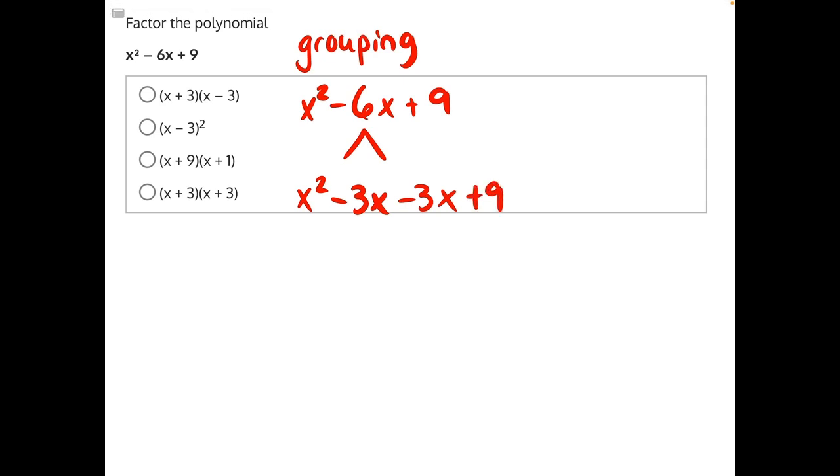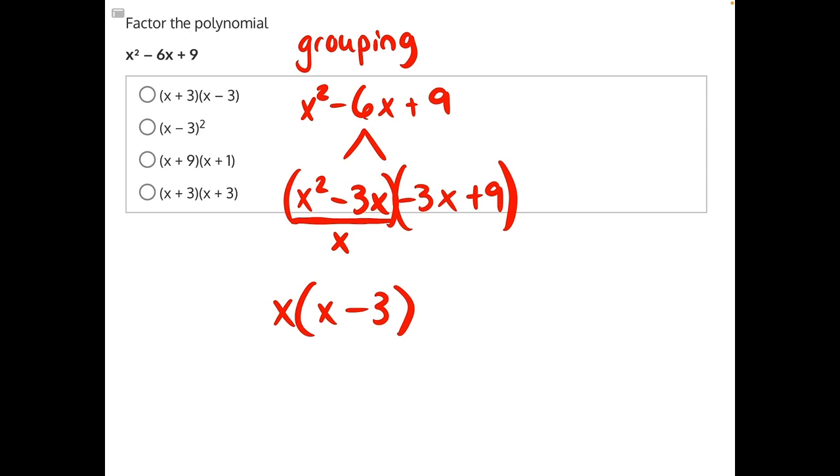And now we can group them into two binomials and factor out their greatest common factor. In our first term, the greatest common factor is x. So we're going to factor out an x, and we're left with x minus 3. Then, in our second term, the greatest common factor is negative 3. So we're going to factor out negative 3, and we're left with x, be careful here, minus 3.